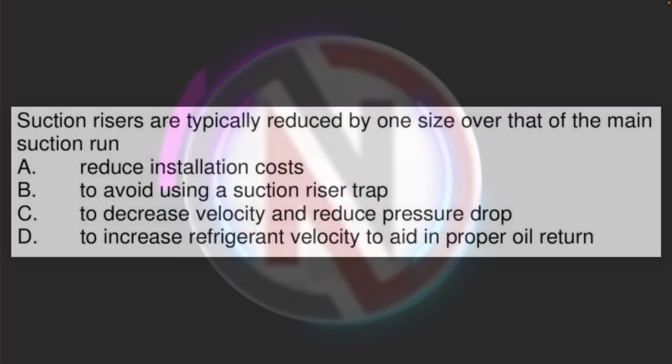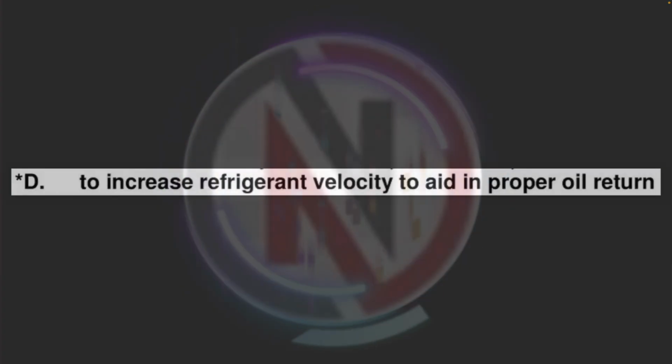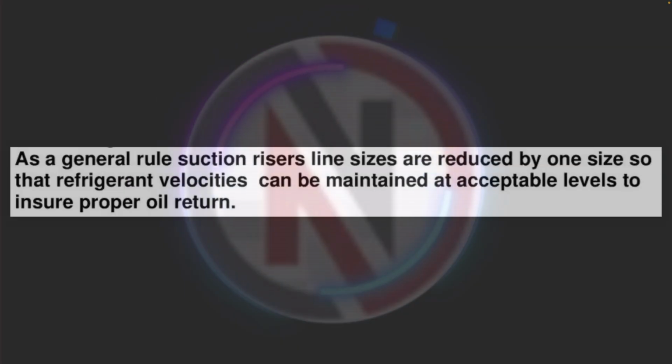A. Reduce installation costs. B. To avoid using a suction riser trap. C. To decrease velocity and reduce pressure drop. D. To increase refrigerant velocity to aid in proper oil return. D. To increase refrigerant velocity to aid in proper oil return. As a general rule, suction riser line sizes are reduced by one size so that refrigerant velocities can be maintained at acceptable levels to ensure proper oil return.